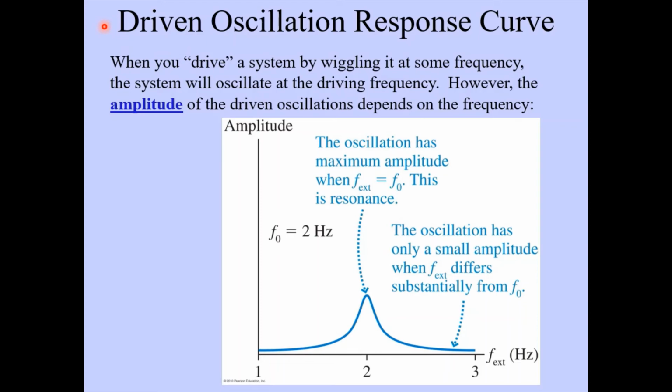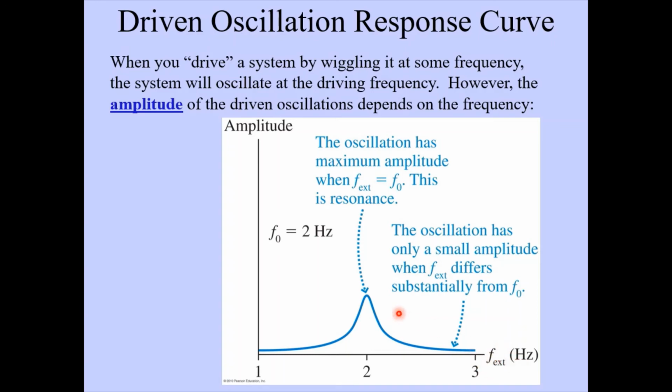Okay, so let's now take a look at the response curve of a system to different driving frequencies. When you drive a system by wiggling it at some frequency, the system will oscillate at the driving frequency. However, the amplitude of the driven oscillations depends on the frequency. So take a look at this graph here. This is showing the amplitude, meaning how much the system actually oscillates, the distance that it oscillates. And we're going to plot this versus the driving frequency, f external, down here in hertz.